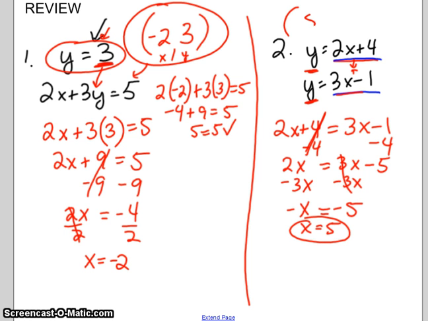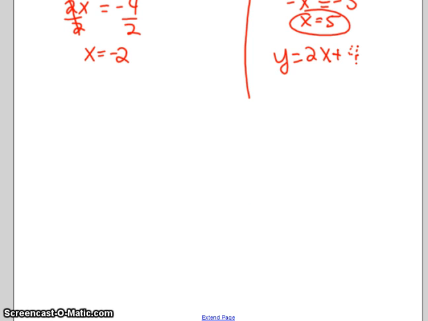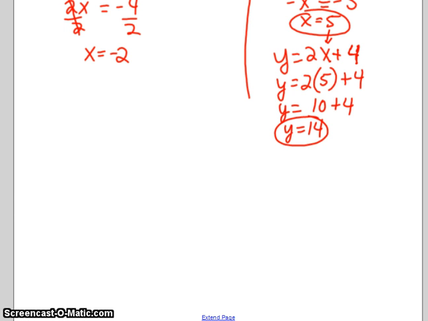Alright, so our answer has 5 for x. Okay, we're going to take that 5 and we're going to take one of the equations. I'm going to choose this one right here. Y equals 2x plus 4. Let's extend the page here so we can write. Alright, and we know x equals 5. So we're going to take that 5 and plug it in for x. Y equals 2 times 5 plus 4. 2 times 5 is 10 plus 4. We get y equals 14.